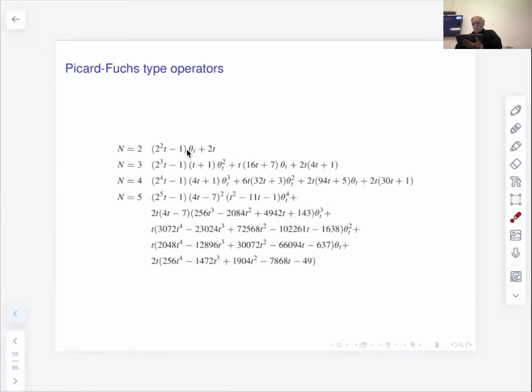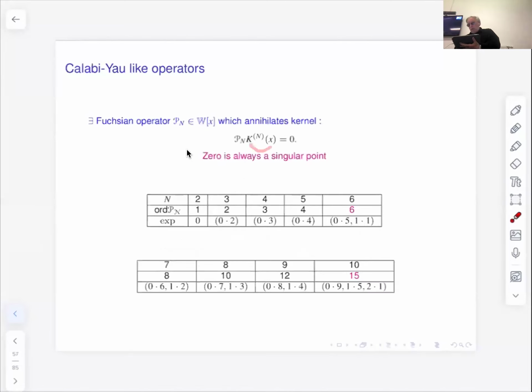Why did I write explicitly all these differential equations for our kernel? Because in this case, they behave like good Picard-Fuchs equations. But if we take any Fuchsian operator P_n which annihilates the kernel of degree n, then it is not so simple. First of all, let's consider the table of degrees and the corresponding MUM property. It means maximal unipotent monodromy at the origin.